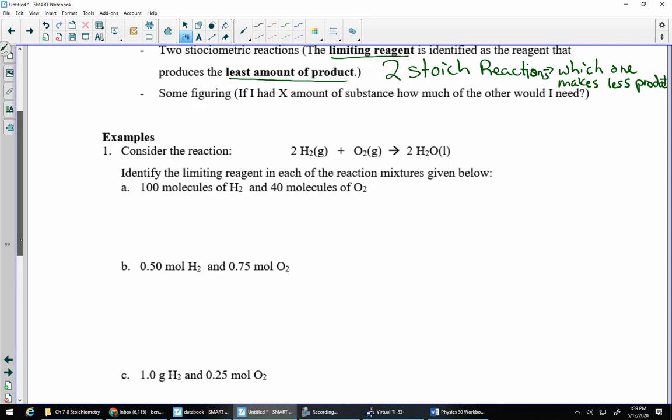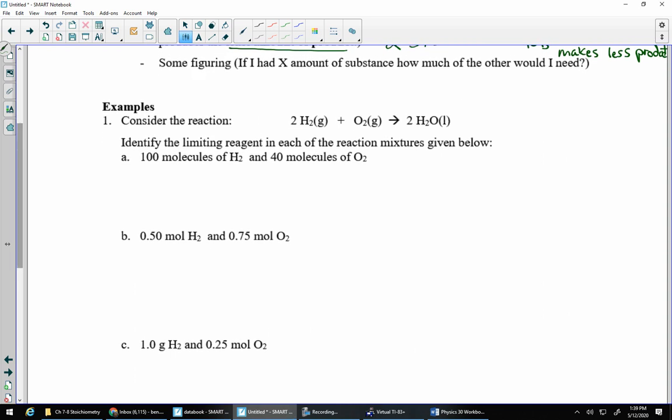So the first example, we're given a chemical reaction. Nice, it's just the formation of water from hydrogen and oxygen. We want to identify the limiting reagent in each of the reaction mixtures given below. That sentence was hard for me to read. So we've got 100 molecules of H2 and 40 molecules of O2. Okay, so let's start with this. 100 molecules of H2. Excellent.